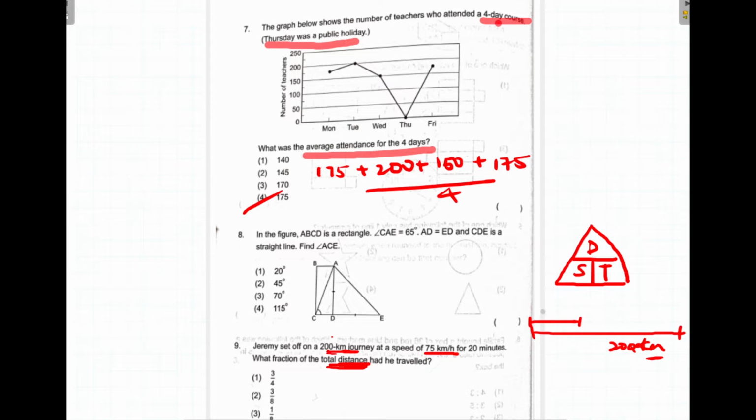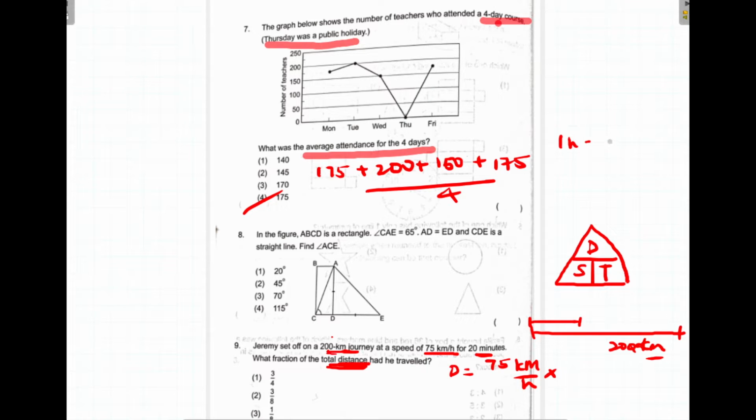He's looking for the total distance that he had traveled, so he's looking for the fraction. Here is distance. I'm looking for the distance here to get the fraction, right? So I know the speed. Once you know the speed, it's very easy, because the distance is equal to speed times time. The speed is 75 kilometer per hour, but this is time, 20 minutes. You need to convert it into hour, because this is per hour.